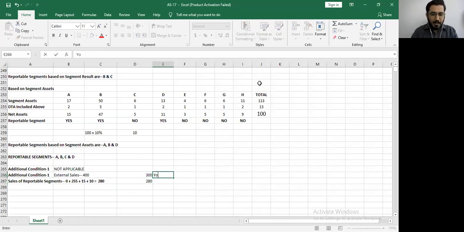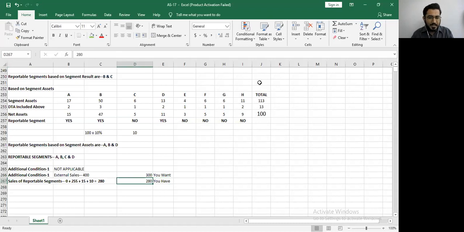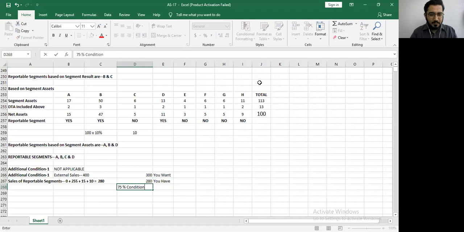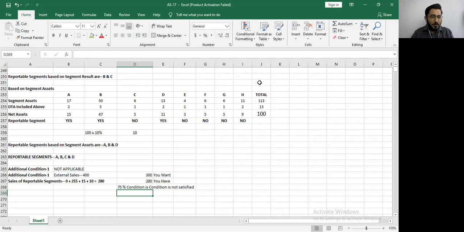75%, I'll make it easier for you. You want 300, and you have 280. आपको चाहिए कितना? 300. आपके पास है कितना? 280, which means 75% condition is not satisfied. Are you understanding? Again, first additional condition is not applicable to us.